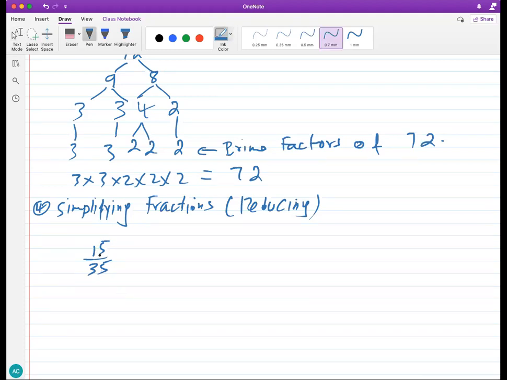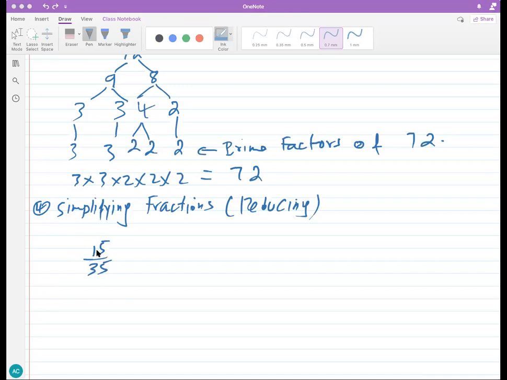Let's say we want to shade. If you want to shade this, 3 going to 15. Yeah, 5 times. Both have 5. So 5 times 3 is 15, and 5 times 7 is 35. Very good. So both of those have 5 in common.